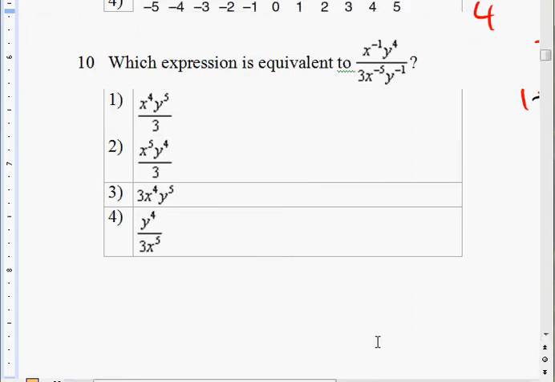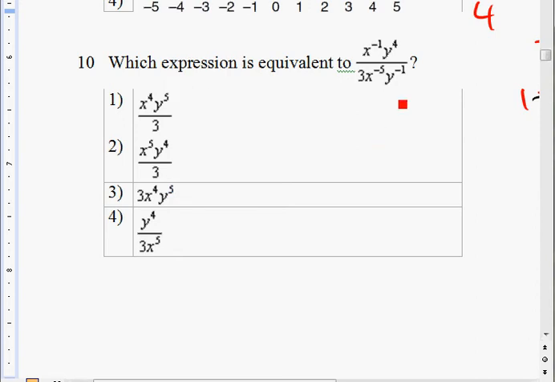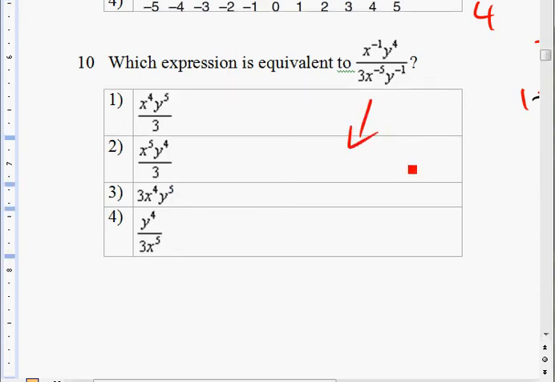Okay, number 10. Okay, we have, right, this one over here. Okay, a lot of x and y's, and we want to simplify this. There's a few ways of actually doing this.